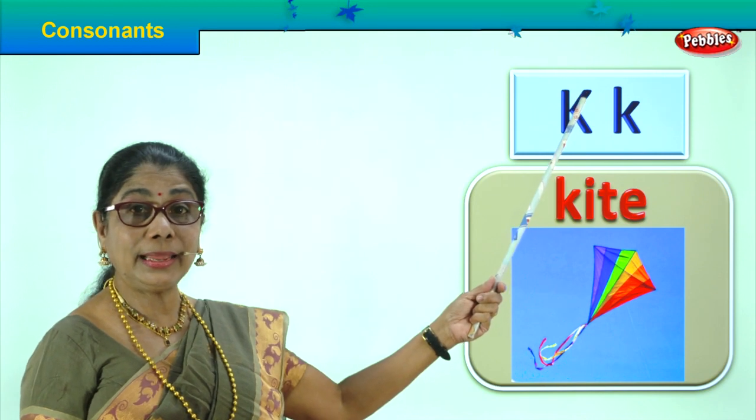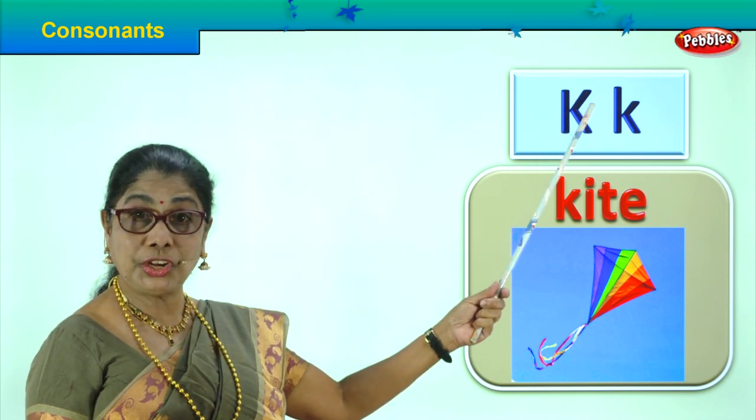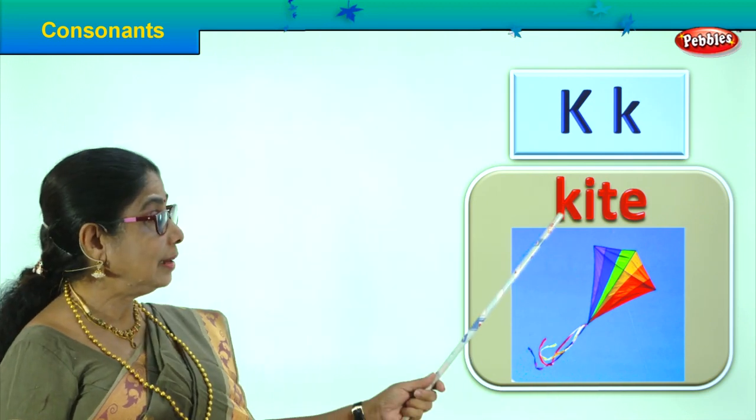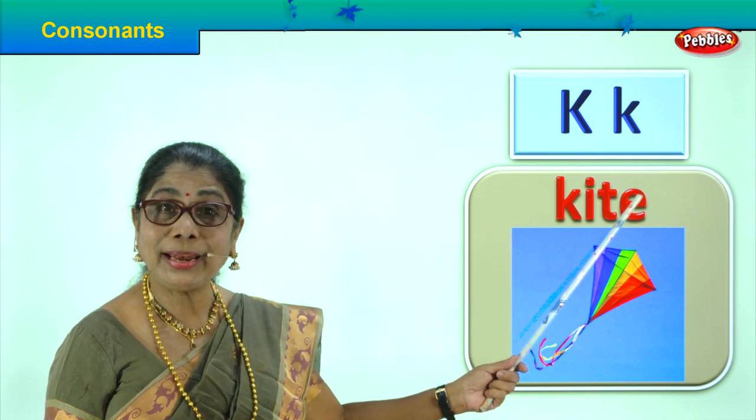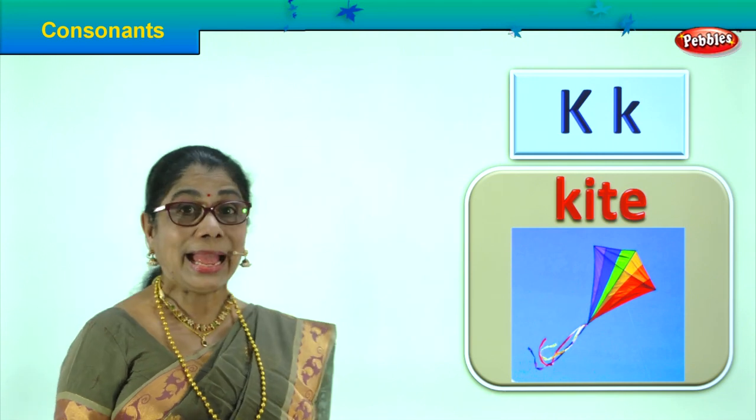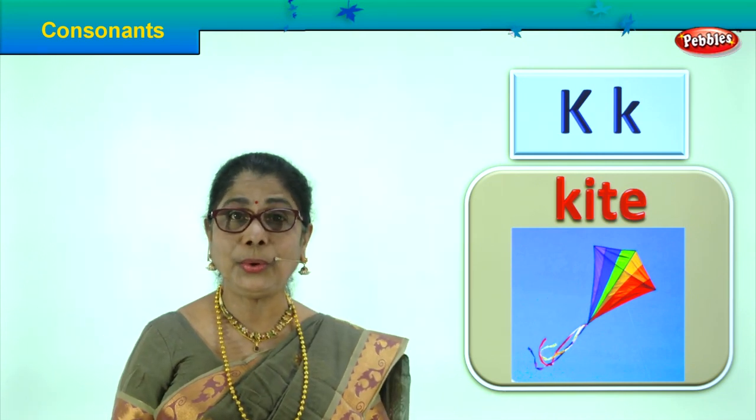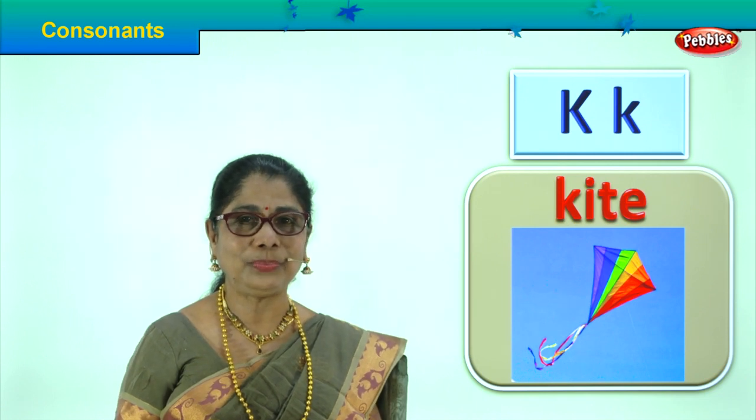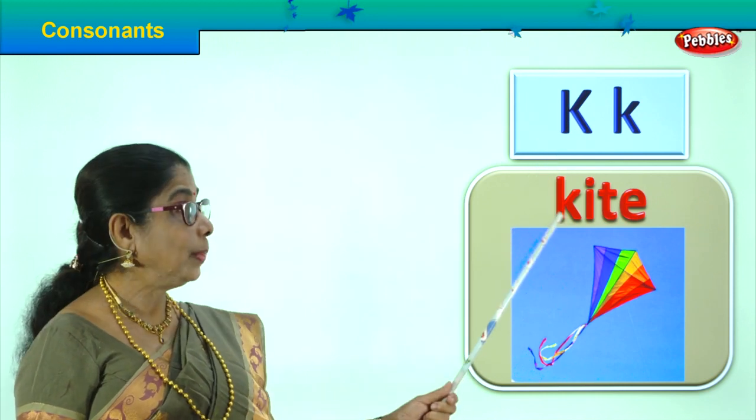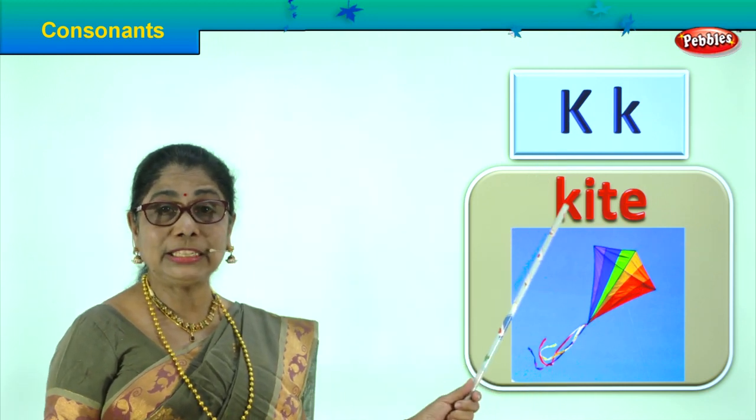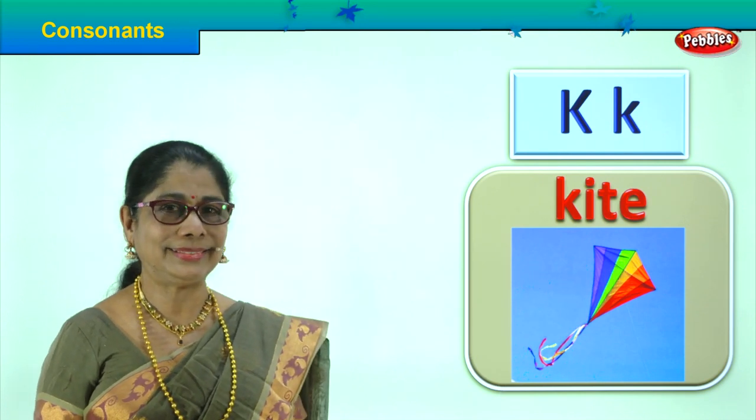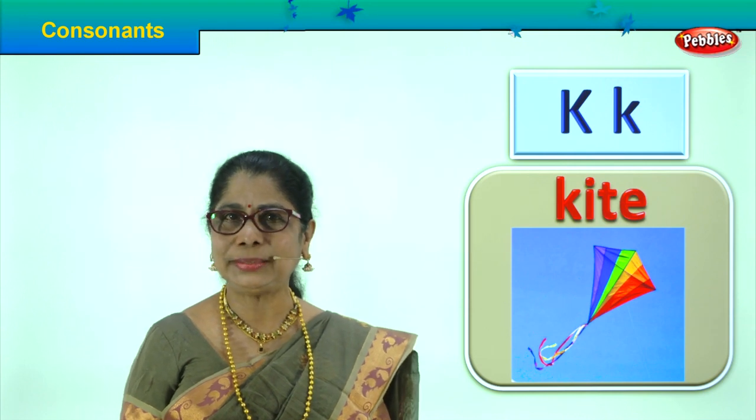K, consonant K, sound K. K, kite. What is this? Kite. K, kite. Spell kite. K-I-T-E, kite. What a beautiful, colorful kite. Where does the kite go? Up in the sky. Who makes the kite? Daddy. Good. The word kite begins with the consonant K with the sound K. K, kite.